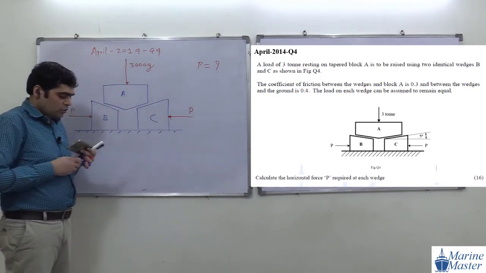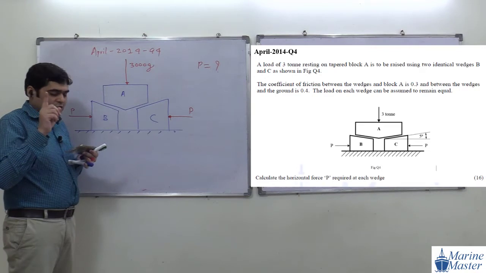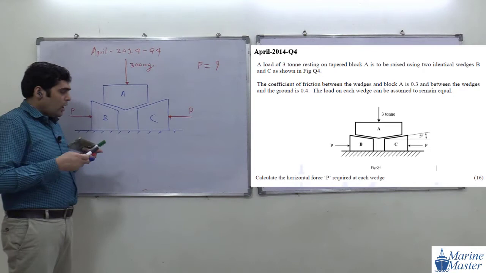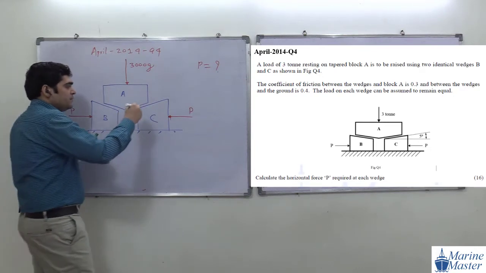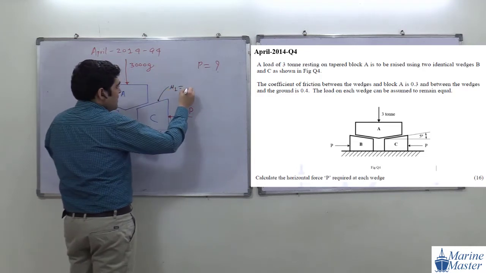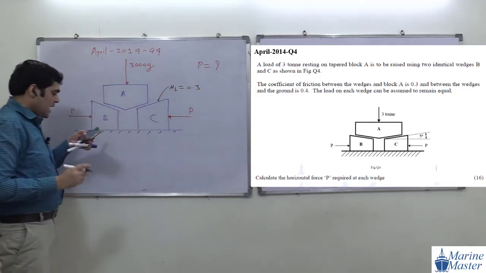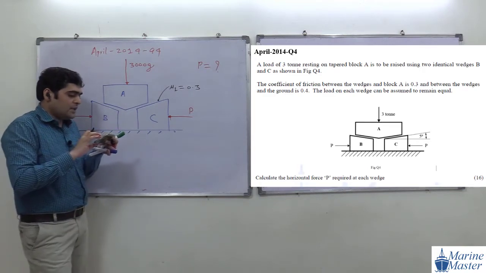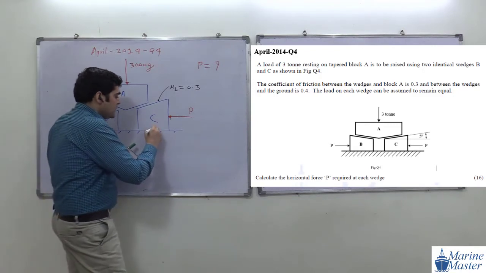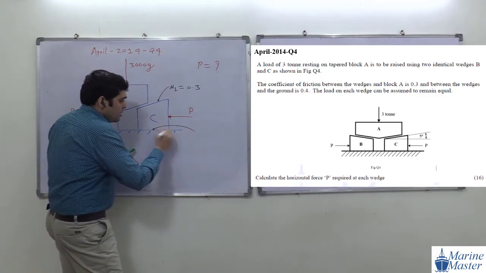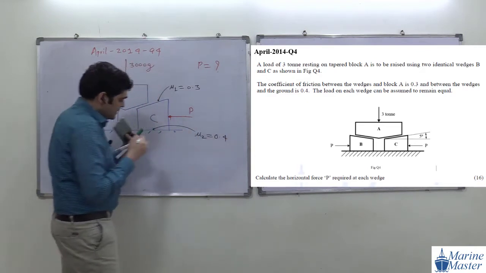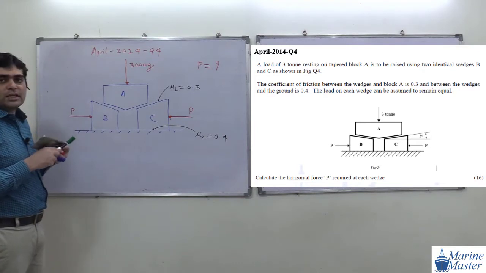Now they have given us two coefficients of friction. The coefficient of friction between the wedges and the tapered block A, for this surface, we will say mu1, and mu1 is 0.3. And between the wedges and the ground, we will say mu2, and they have given 0.4. So this is the given condition to us.